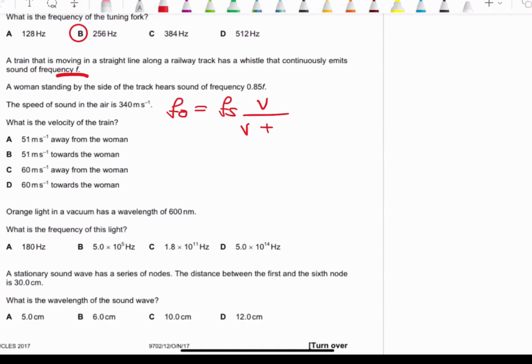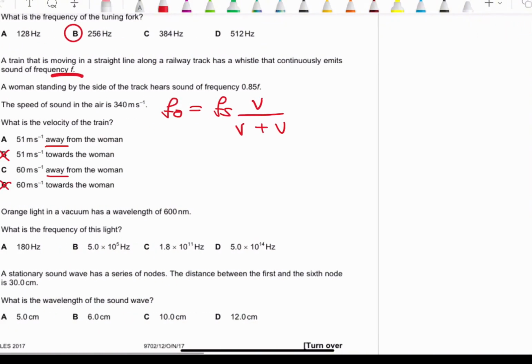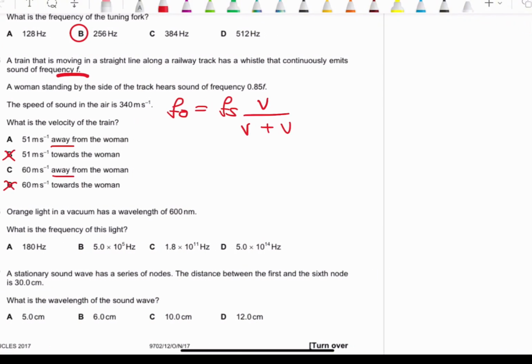So I need to add that particular value of V, right? Because it's moving away, okay? Because it's actually less, so it can't be B, it can't be D, because it's actually moving away, okay? So we want to find the value of that velocity, right? So what do we do here?